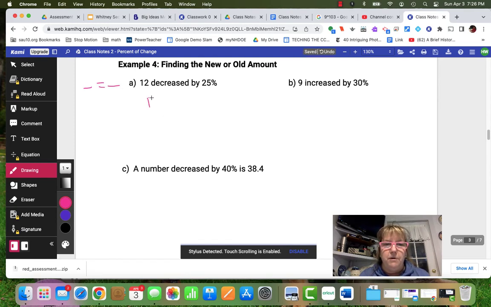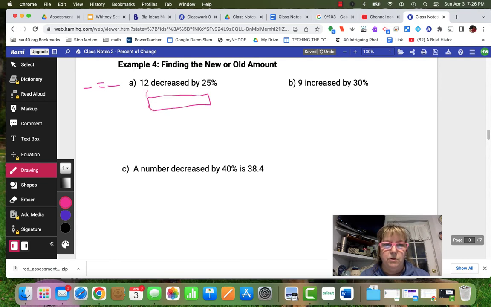So if we think about this using those bars that I had you do: if you have 0 and 100% is everything, and 0 and 12 is where we started, that's 100% of whatever we're decreasing. So 12 would go here. And we're going to decrease by 25%, which means there's 25% of the 12 that we're getting rid of. We don't want it anymore. We want to know what this new amount is right here.